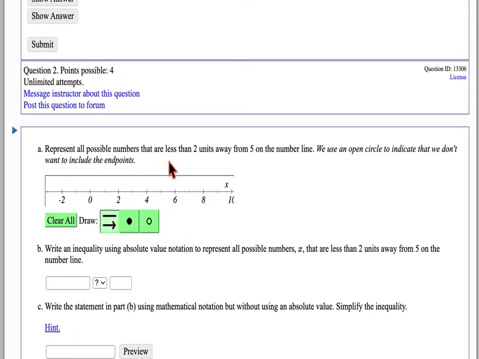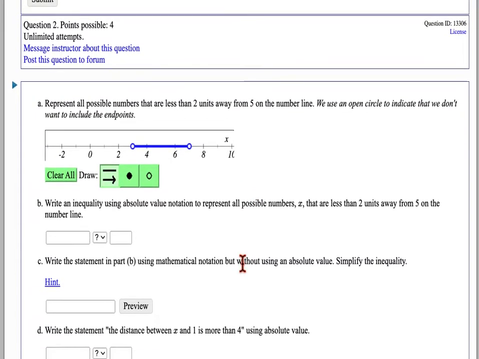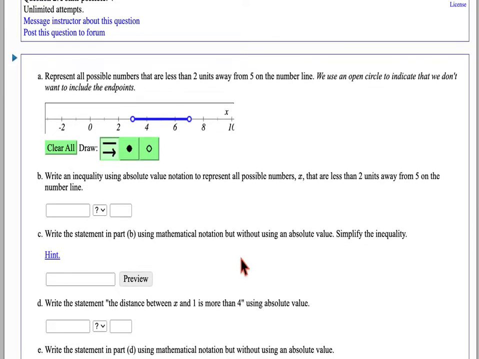So, all possible numbers that are less than 2 units away from 5. So here's 5, 1, 2. I'm going to do that with an open circle because we don't want to be exactly 2. We want to be less than 2. So there we go. Use an open circle to indicate that we don't want to include the endpoints. They give us some help here on why that's an open circle: because we're strictly less than. We're not less than or equal to, or no more than 2, right? No more than 2 would include 2.